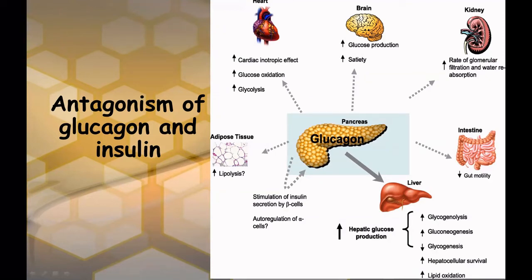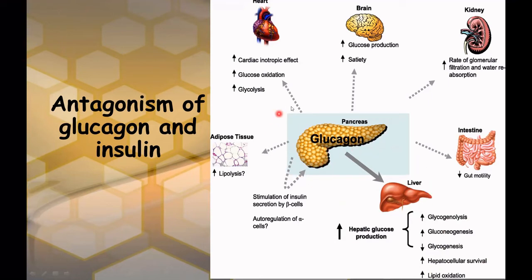So one of the major functions that has been most commonly studied is regarding hepatic glucose production. So the hepatic glucose production is increased, whereby glycogenolysis is increased, gluconeogenesis is increased, hepatocellular survival and lipid oxidation are increased, whereas glycogenesis is decreased. So this is one of the functions of glucagon that has been studied extensively.